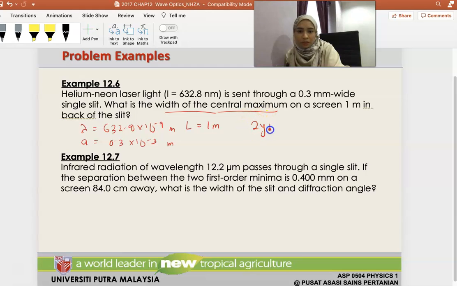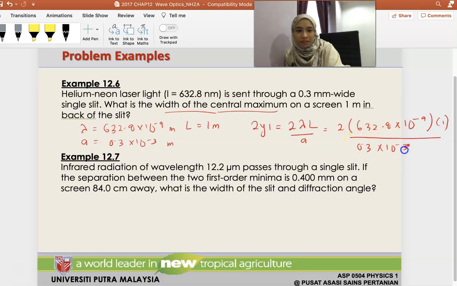We know it's just 2y1. So 2y1 is equal to 2 lambda L over A. So that is 2 times 632.8 times 10 to the minus 9, times 1, over A, which is 0.3 times 10 to the minus 3. That is the answer: 2 times 632.8 times 10 to the minus 9 divided by 0.3 times 10 to the minus 3. So the answer is 4.21.